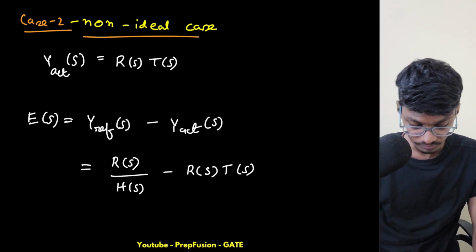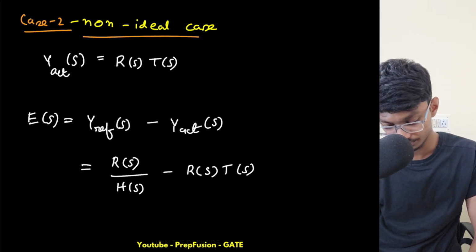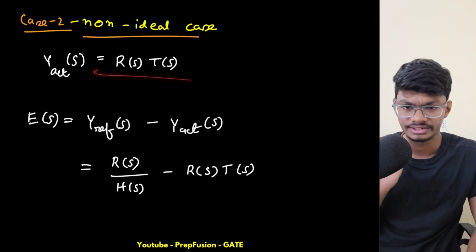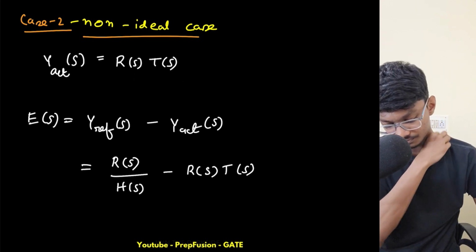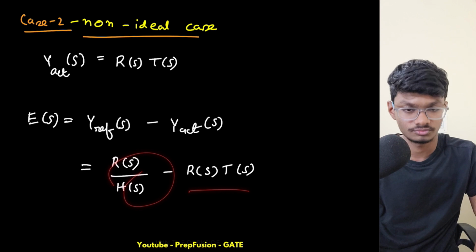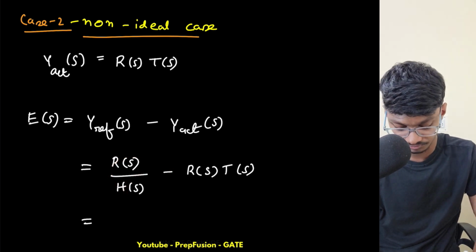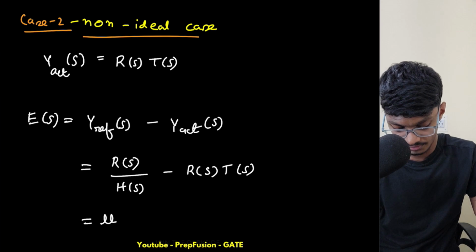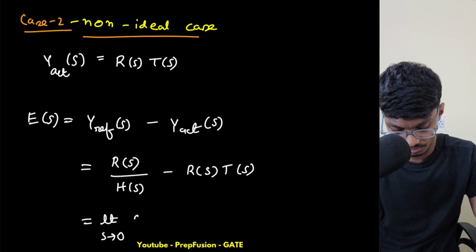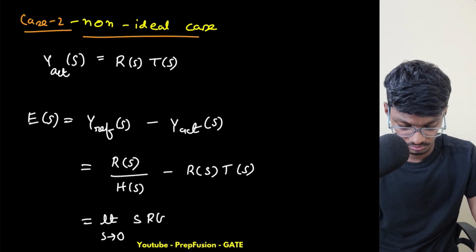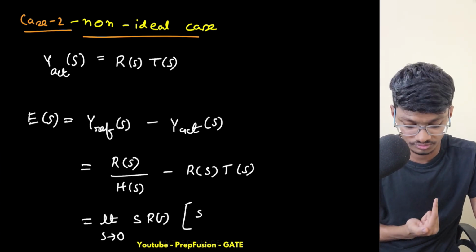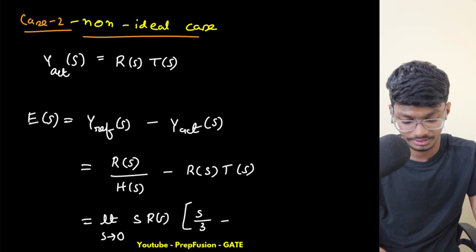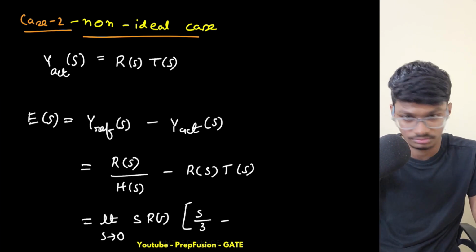Sorry about the interruption. Now y actual is always fixed, R of s into T of s. So y actual is this one. So now this is my error signal. This is what I can write, or I can take my R of s as common. 1 by H of s. H of s is what? 3 over s. So 1 by H of s will be s over 3 minus T of s, like I have taken R of s common.